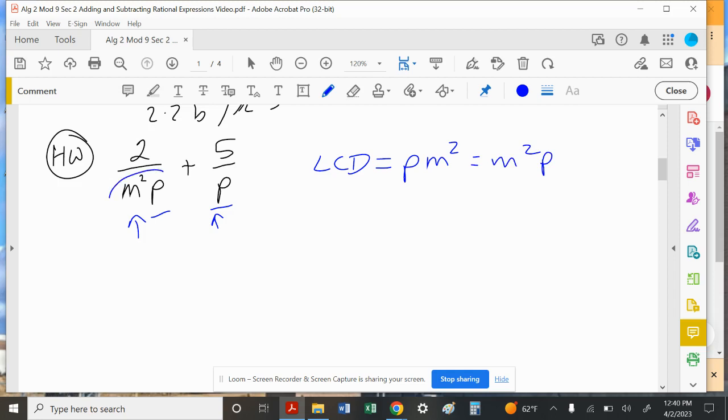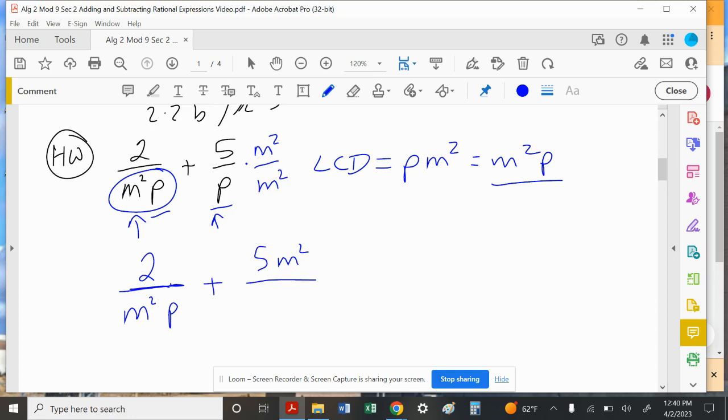So is anything missing from the LCD on this term, on the first term? So notice that this one has an m squared. This is an m squared. This has a p. This has a p. Therefore, nothing's missing. So that would just stay the same. So just stay 2 over mp squared. But you'll notice on the second one, I have to multiply top and bottom by m squared. And that way then I get a plus 5m squared over p.